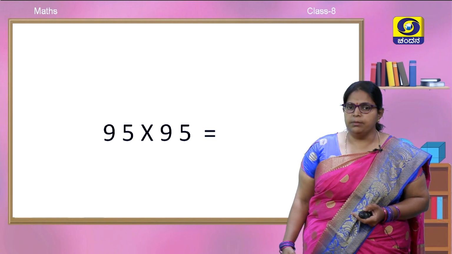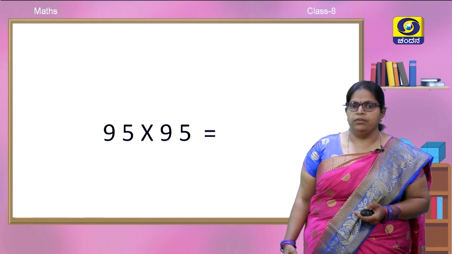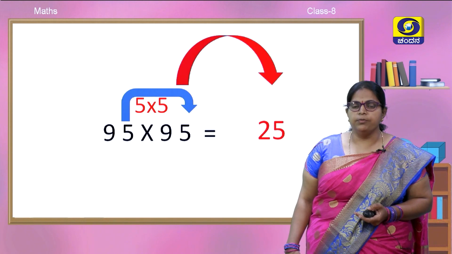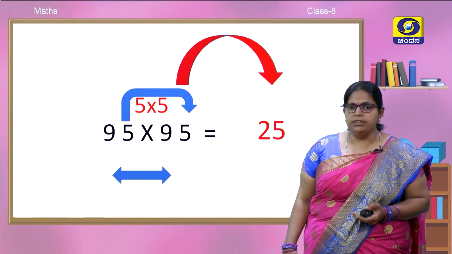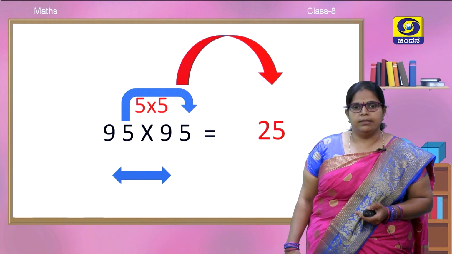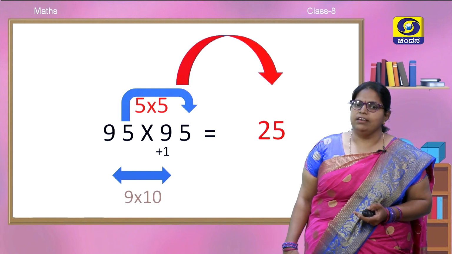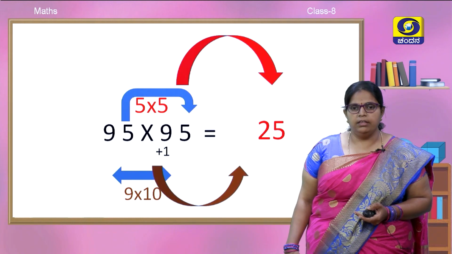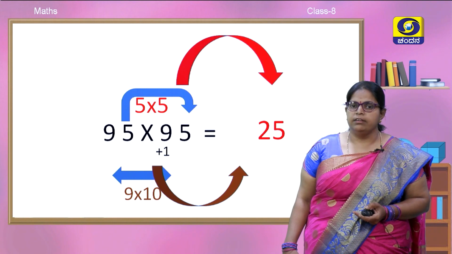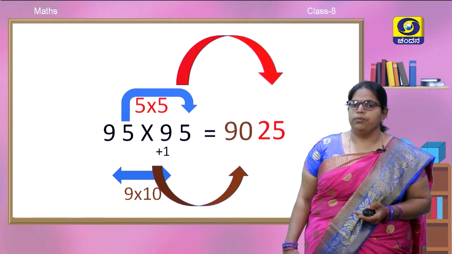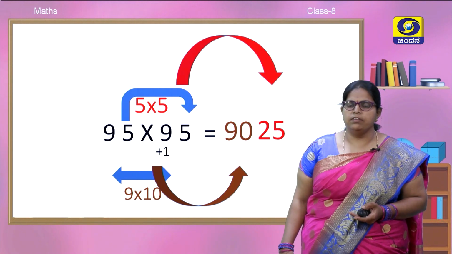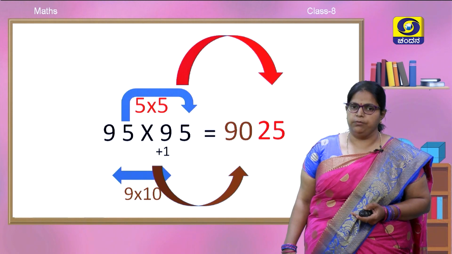Now, what is the number in the units place? 5 and 5. Find the product and write it in the units and tens place of the product. Now, what is the number in the tens place? 9. The next consecutive number is 10. Find the product. 9 tens are 90, and write it in the place of 100 and 1000 of the product. Therefore, the answer is 95 into 95 is equal to 9025.